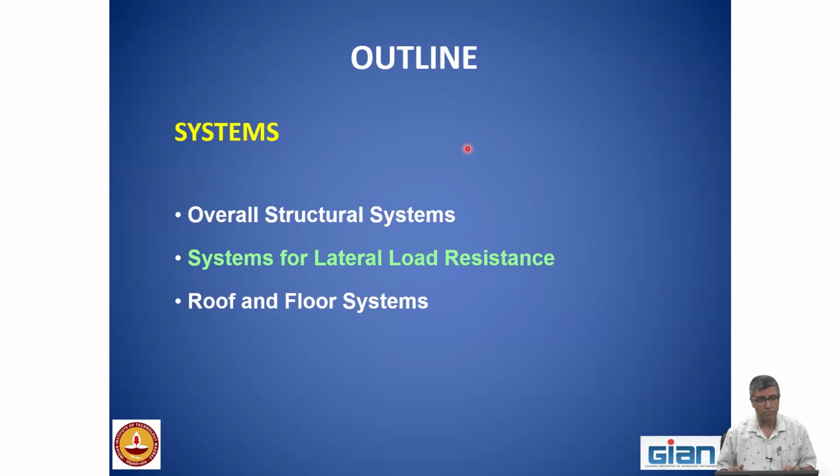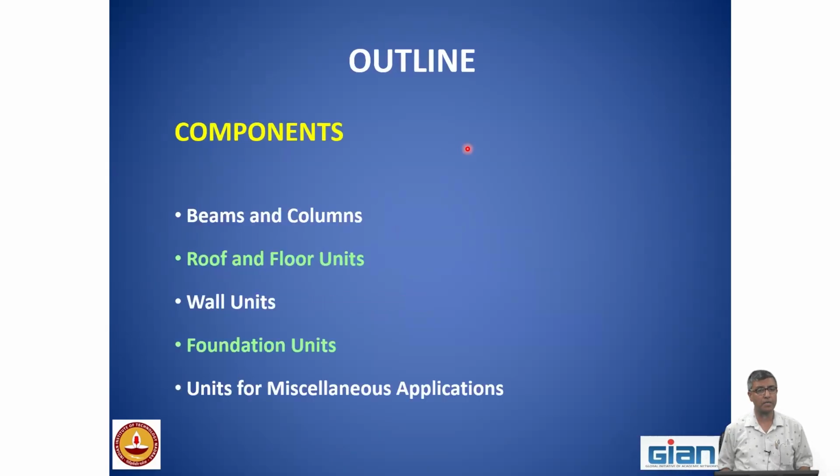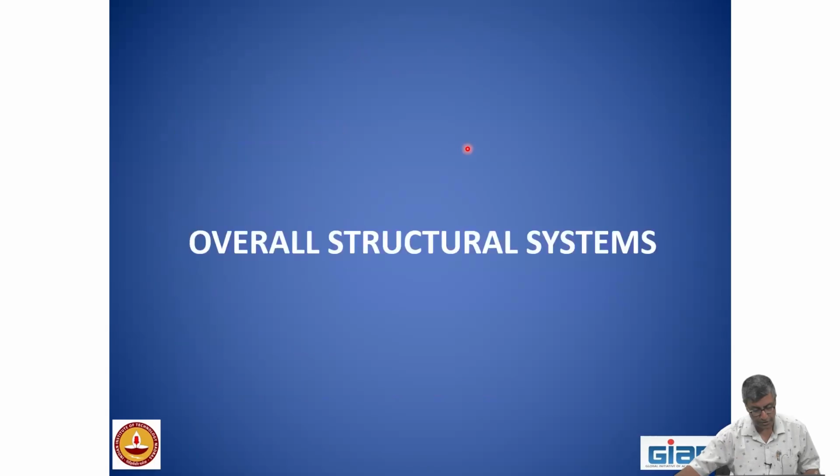Roofs and floors can be of varied types, and these are subsystems within the overall building system that we shall see. Next, we shall talk about the components which make up the system. And as I am saying, here lies the ingenuity of the precast industry as compared to conventional cast in place. I can guarantee you whatever you are going to see today, you haven't seen in a conventional course. Roofs and floor units, wall units, foundation units, and units for miscellaneous applications.